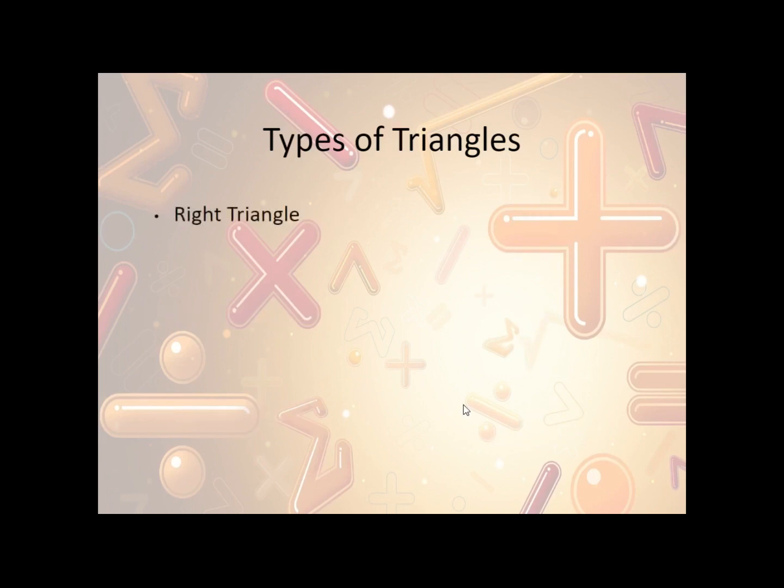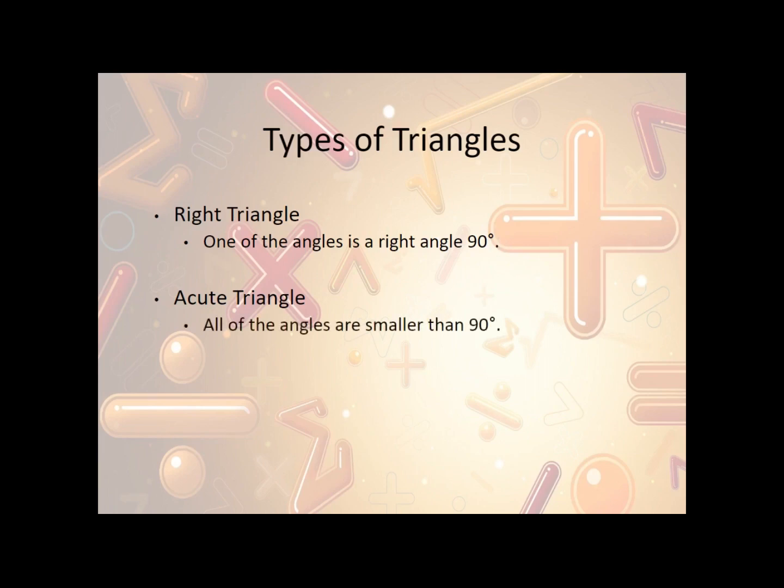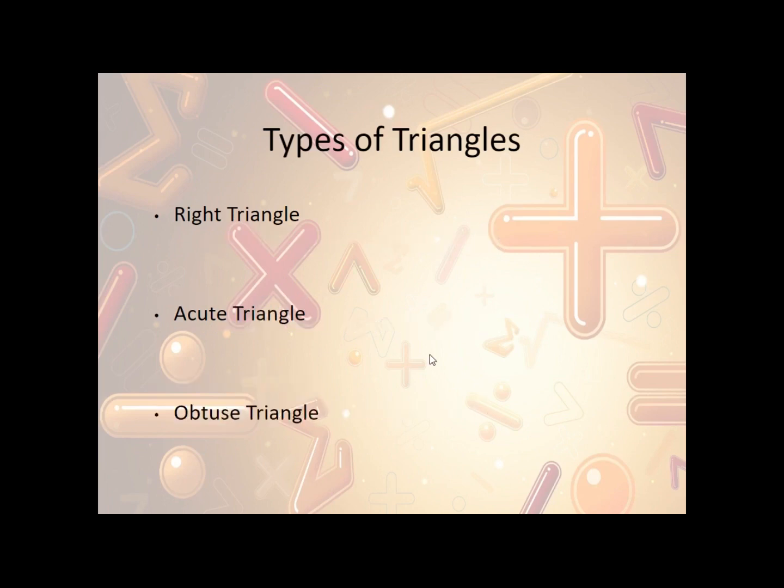Other types of triangles, we have right triangles, where one of the angles is a right angle, or a 90-degree angle. Acute triangles have all angles smaller than 90 degrees, and an obtuse triangle has one of the angles bigger than 90. So what does this look like?